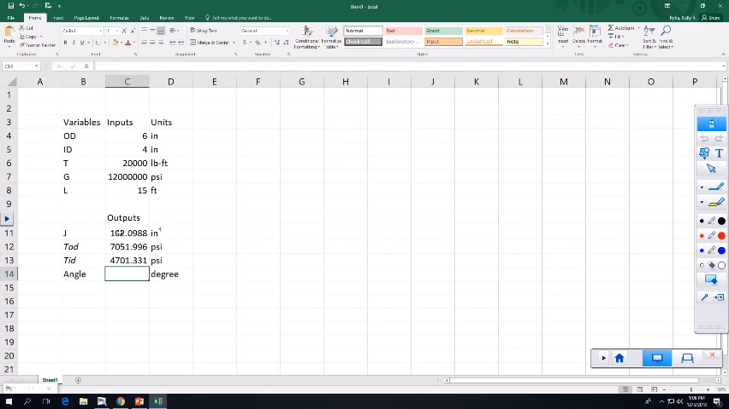Then lastly, I need to do my angle of twist. That was the long one that we had. Okay, so looking at that, equal sign, parentheses, parentheses, parentheses, 3 of them at the beginning there. Starting with my torque times 12, close parentheses, times, this time it's going to be the length, times 12, close parentheses, divided by parentheses, G times J, close parentheses for the entire thing.